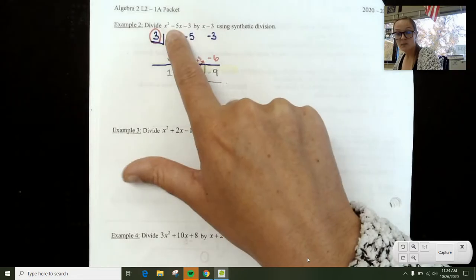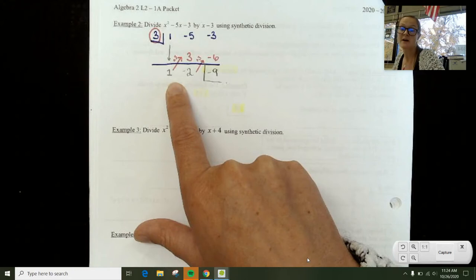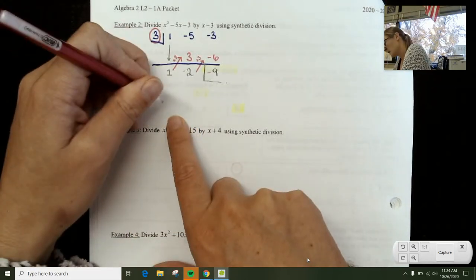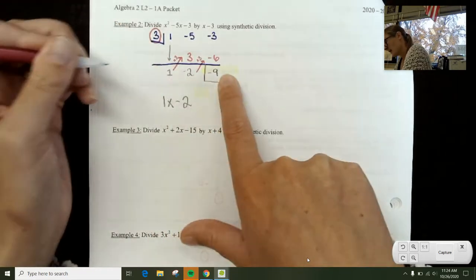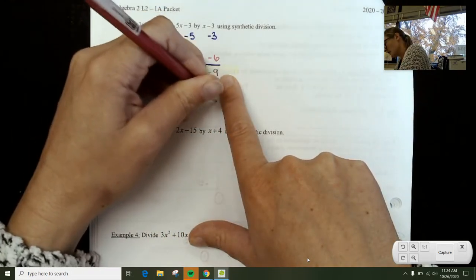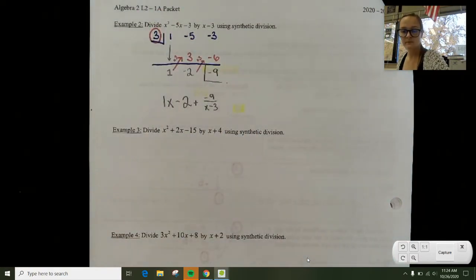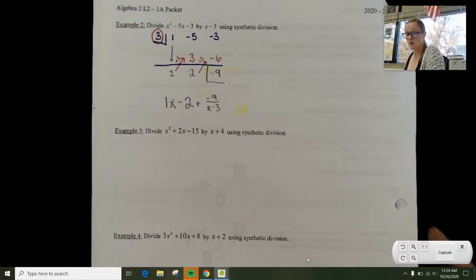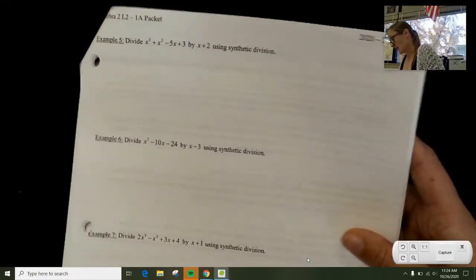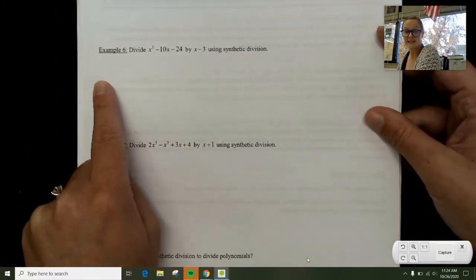So the original problem started with x squared, which means this 1 is the coefficient of x. Go a degree down. 1x, this is a -2. And then my remainder is -9 over x minus 3. So there's your first example of synthetic division. I'm going to do one more problem just to show you one more variation of it. On the other side, you have example 6, which poses a different idea.